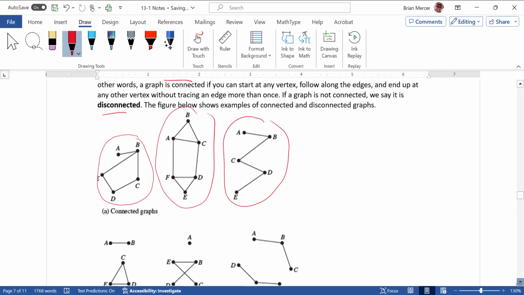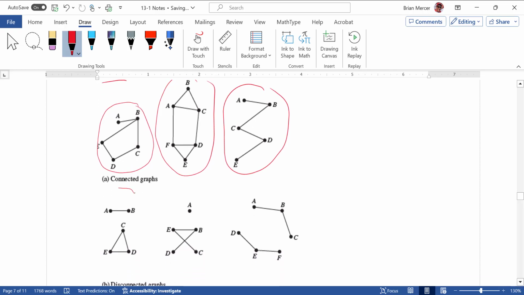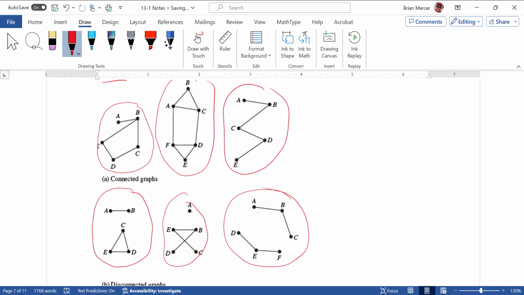Whereas if we look at this graph, that's disconnected because there's no way to get from B over to the C, D, E branch. Or A is by itself, there's no way to get from A to any of the other points. Or here, they're disconnected because A, B, C are separated from D, E, and F.